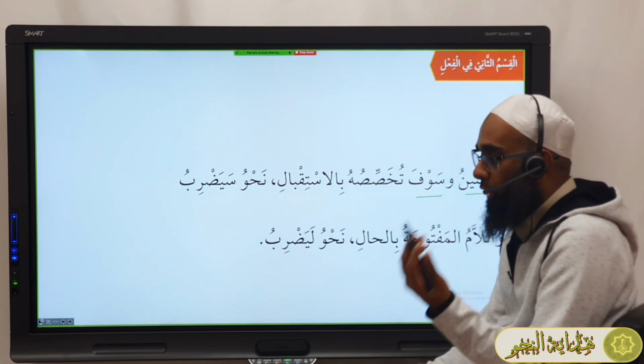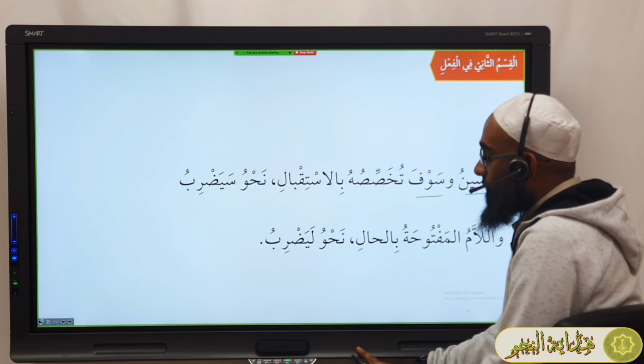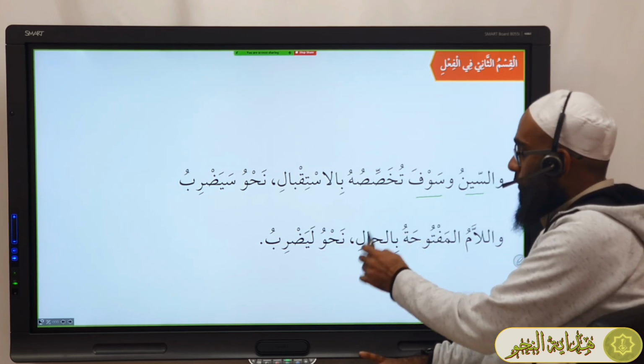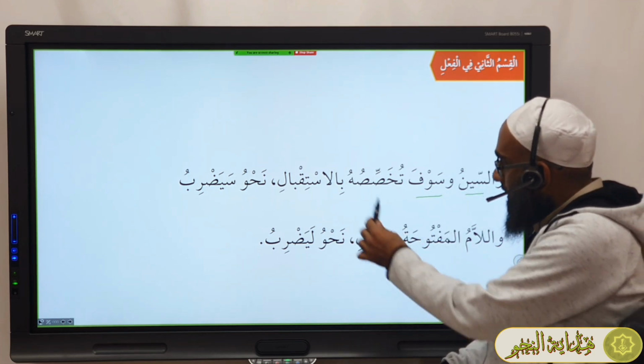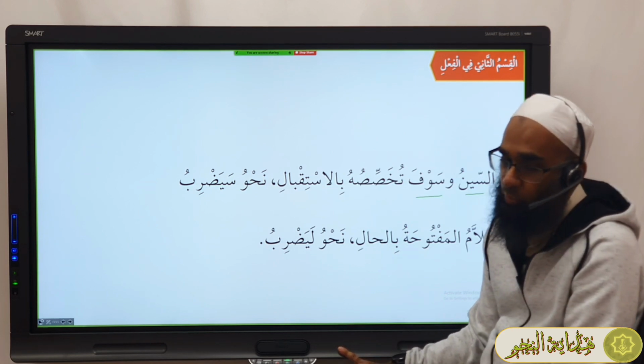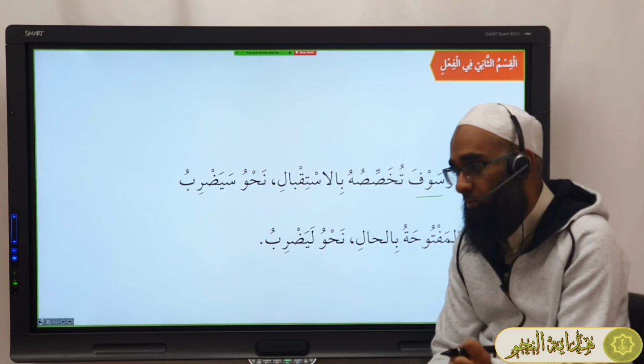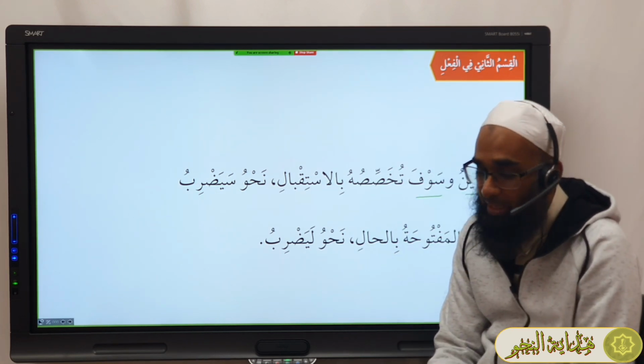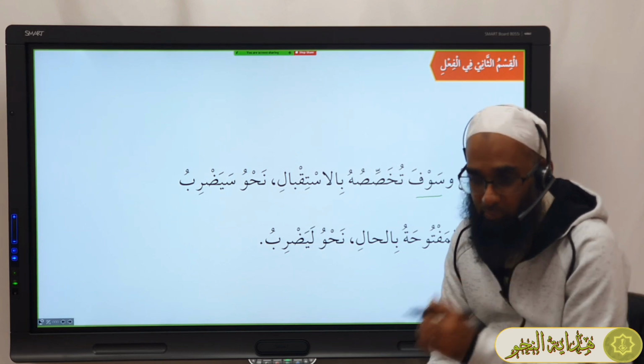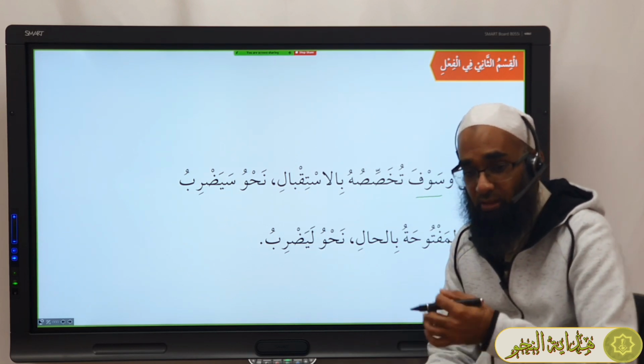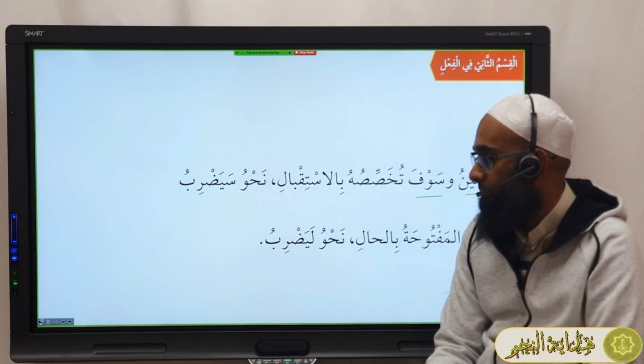On the contrary, according to some scholars, when you have al-lam al-maftuha, ay tukhassisuhu bil-hal. So the lam maftuha tukhassisuhu bil-hal. The lam maftuha specifies the fi'l mudari' to the present tense. La yadribu, he hits. It can't be he will hit anymore. Innani la yahzununi, it grieves me right now.